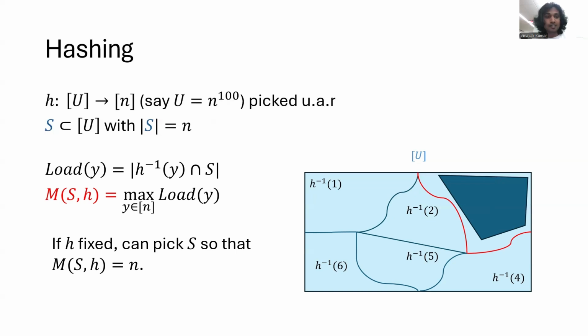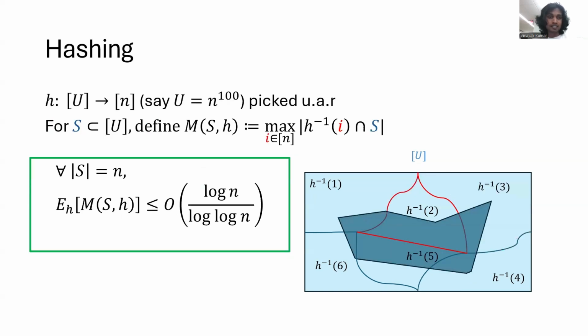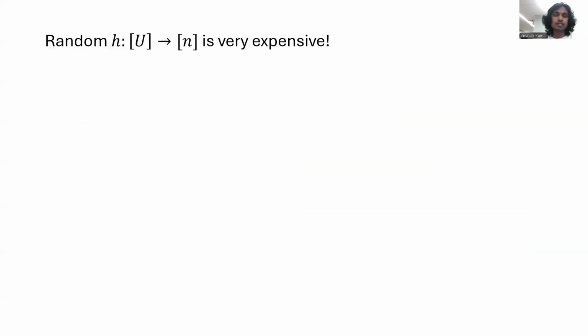On the other hand, if we use randomness, by the first slide we can actually show that no matter which n balls you pick, a uniformly random hash map on expectation will have max load log n over log log n, even with an adversarially picked set of balls. That's great. So what more is there to do? Random does amazing. Well, the issue is that a random function is very expensive, both in terms of space and time complexity.